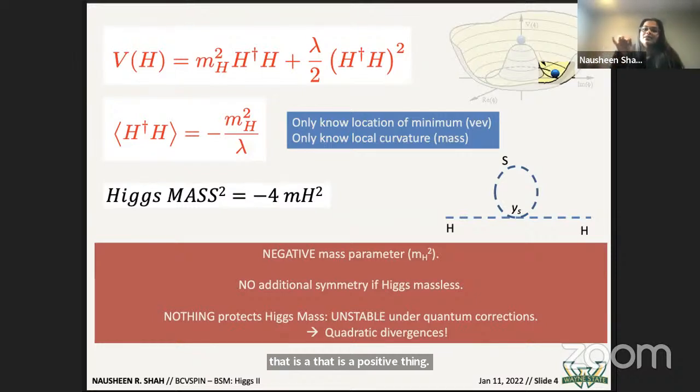Okay, but the point is that if the physical mass of this Higgs boson was zero, the Higgs potential doesn't actually have any additional symmetries, okay? And what that translates to is that basically no symmetries actually protect the Higgs mass. And so any kind of quantum corrections make this unstable. And so you expect that there are going to be quadratic divergences when you include quantum effects.